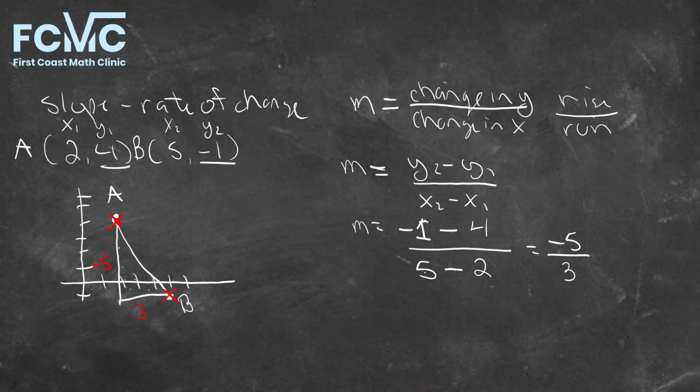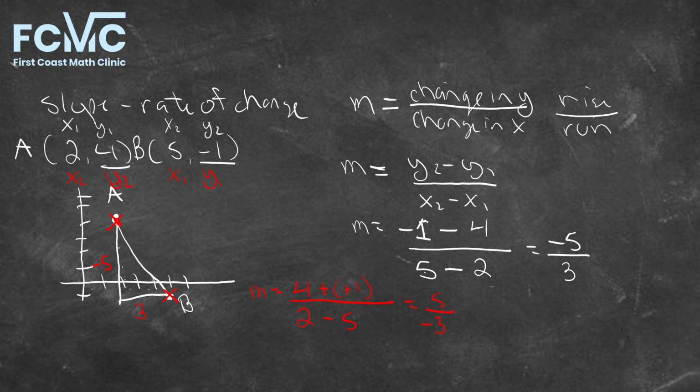And even if we decided to switch these points, right? So if I decided to make this x2, y2 and that x1, y1, we should still get the same answer. So if I do this again in red, now I'm going to have 4 minus -1 over 2 minus 5. Using our subtraction rule in the numerator, we're going to have plus, plus, so that's going to get 5 over -3.